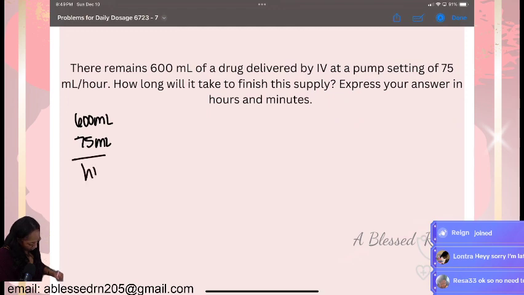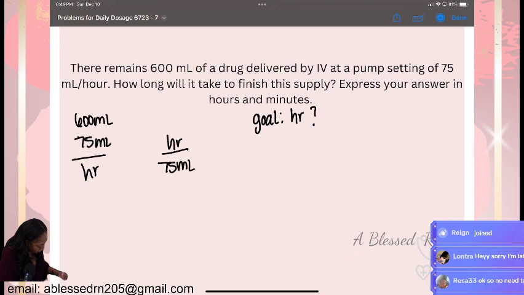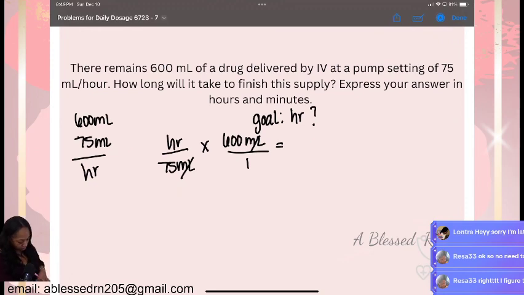Move back. All right. So we are looking for time, which is going to be hours, okay? So I'll put my hours on top because that's what I'm looking for. Over 75 mLs. I got mLs on the bottom, so I need mLs on the top. I put over 1, mLs cross out. So we'll do 600 divided by 75, which is going to be 8 hours. So we don't even have minutes. It's just 8 whole hours. Yay.